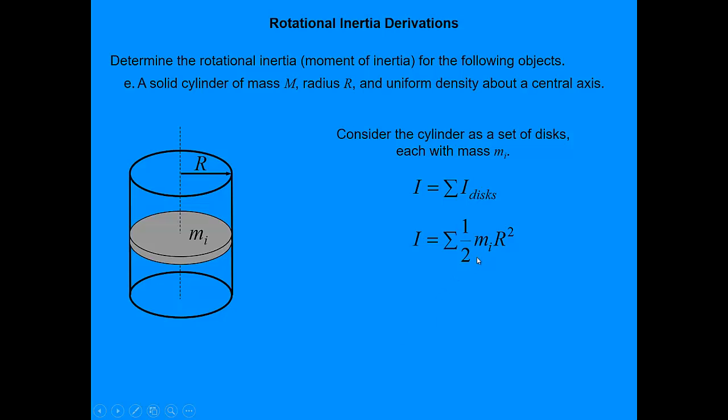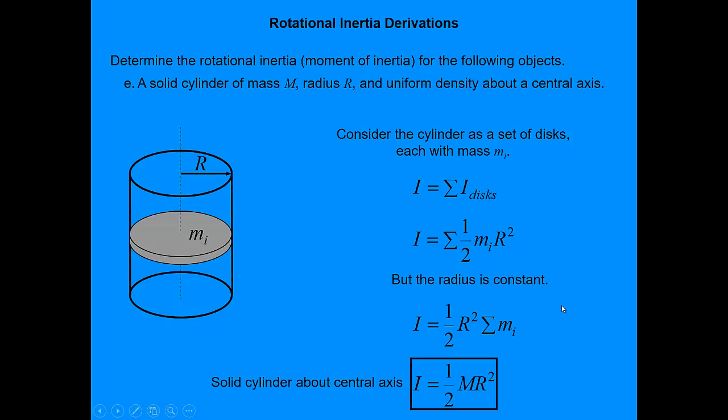But 1/2 and r are constants in this case, because it's a cylinder. Right? So all the disks we would cut out would have the same radius. Perpendicular distance from the axis of rotation again, right? So if we factor that out, we get 1/2 r squared times the sum of all of the mi's, and the sum of all the mi's is the total mass. So just like a hoop has the same rotational inertia as a cylindrical shell of the same mass and radius, a disk has the same rotational inertia as a solid cylinder of the same mass and radius.